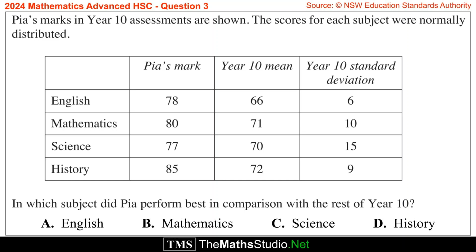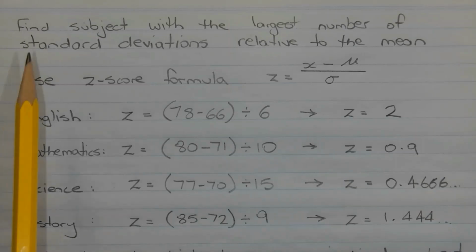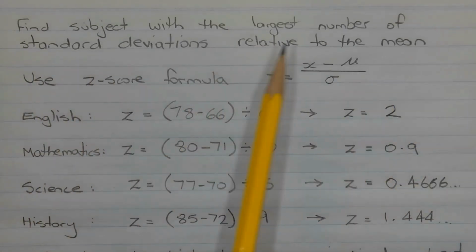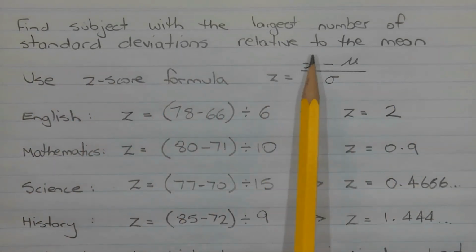Question 3. Pia's marks in Year 10 assessments are shown. The scores for each subject were normally distributed. In which subject did Pia perform best in comparison with the rest of Year 10? We want to find the subject with the largest number of standard deviations relative to the mean.